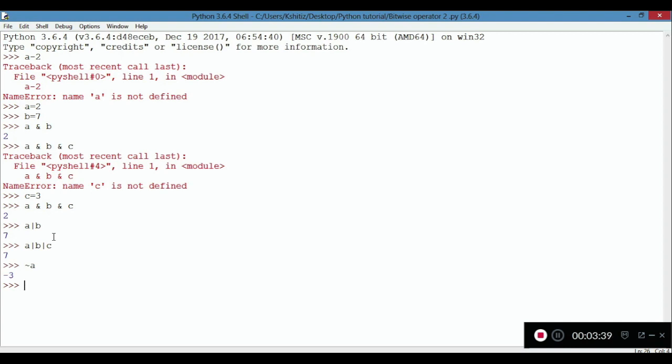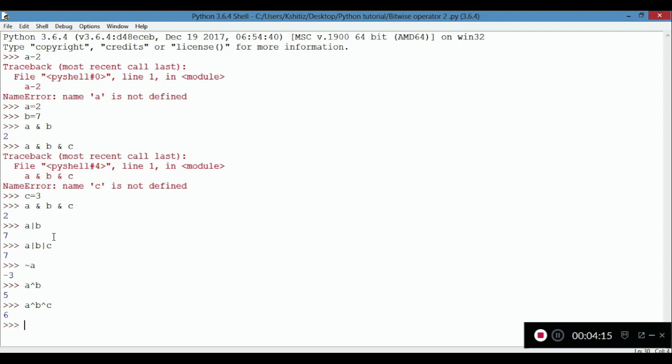Now next is our XOR. So a XOR b gives 5. Now let's do it with 3: a XOR b XOR c. Then we get 6. So there are different ways you can do the same operation using different operators. So this is how we do it.